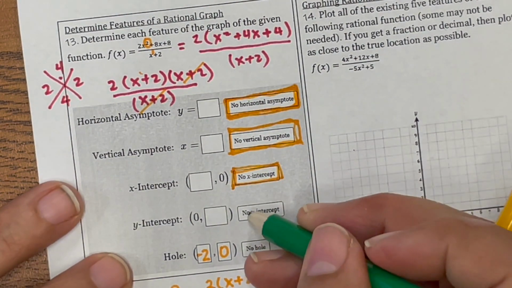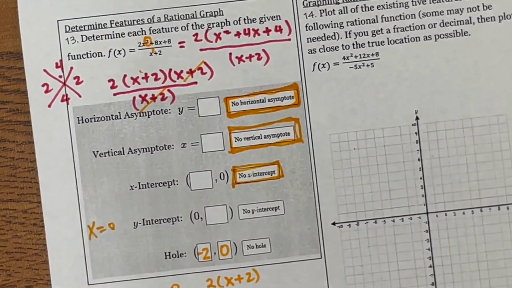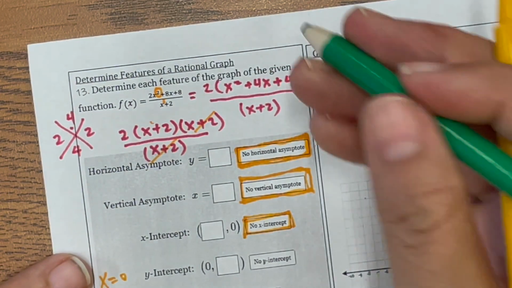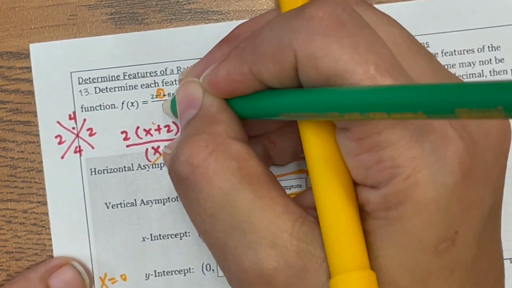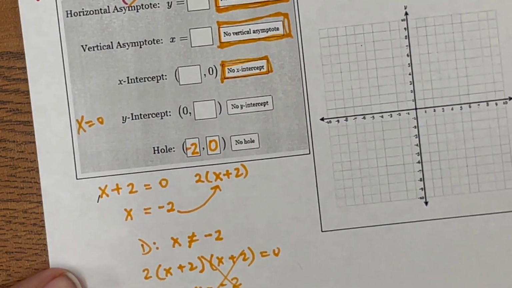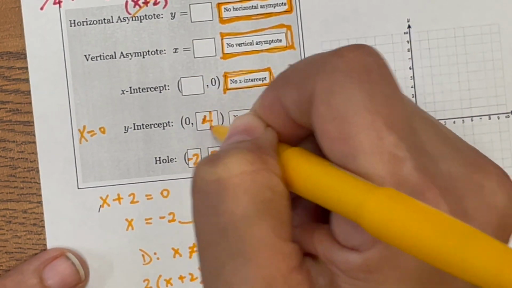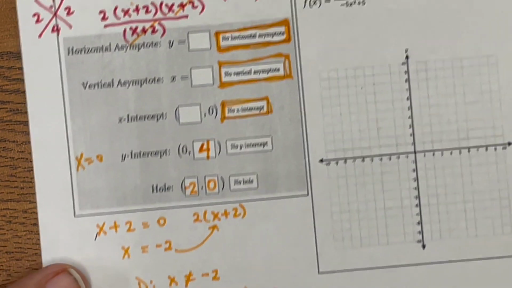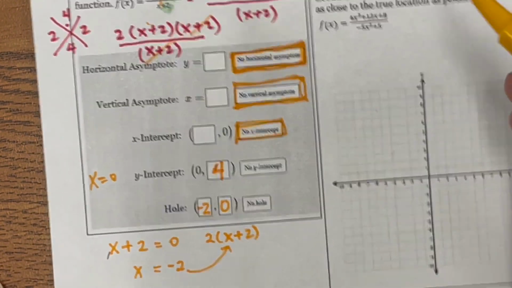Y-intercepts are a little bit easier. Remember, the y-intercept is when x is equal to 0. So you plug in 0 into your equation. But for me, what's easiest is to just look at the numbers without x's. So I have 8 over 2. 8 divided by 2 is 4. So my y-intercept is (0, 4). And then I think I found everything I need. Yes, I did. So I am done.